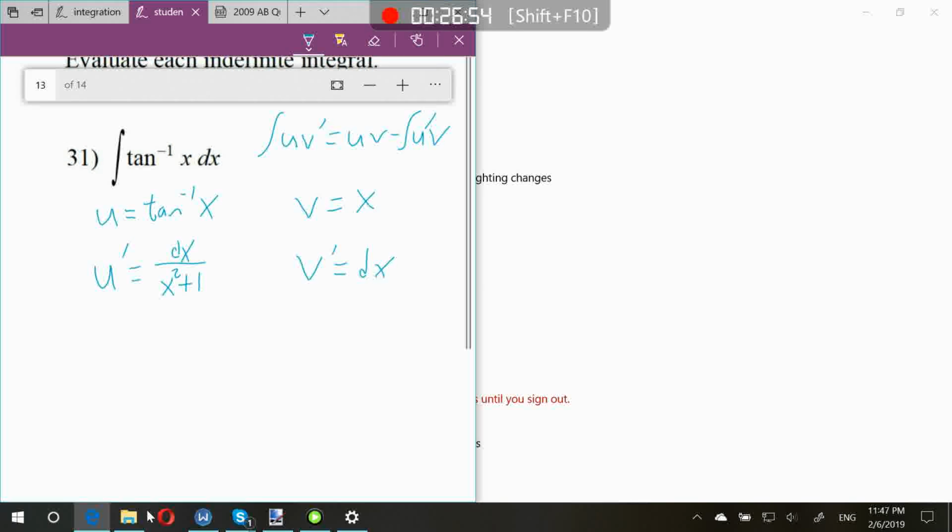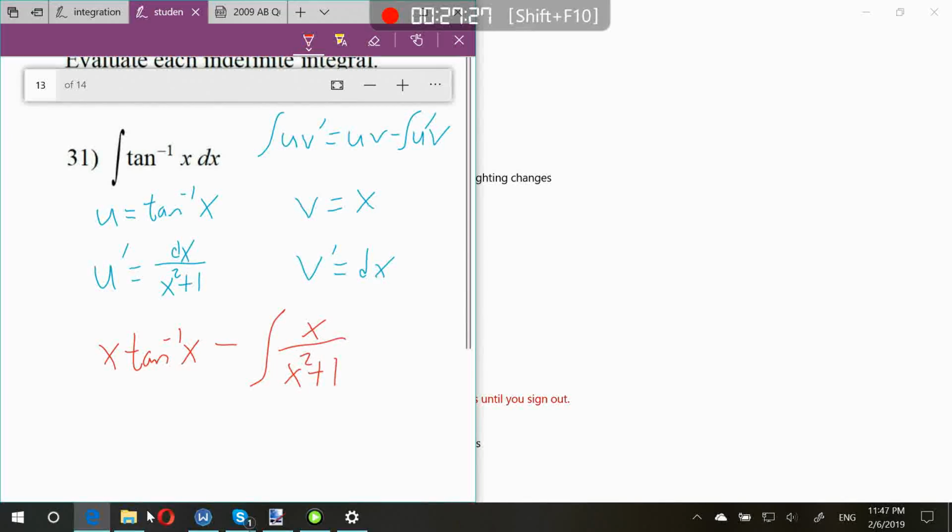Okay, so I'm going to plug that into our integration by parts formula. So that gives us uv, so x times the arctangent of x, minus the integral of u prime v. So that'll be x over x squared plus 1. At first glance it looks like I still have 2 parts, but I can actually integrate this directly.